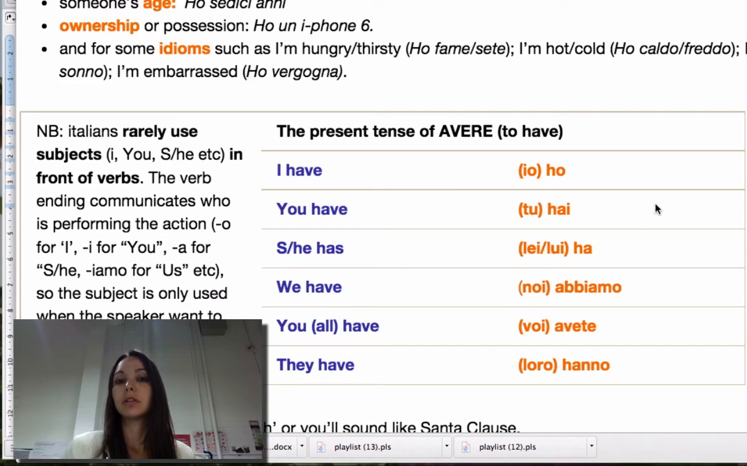So for example, you could practice with io ho and repeat it for memorization. Io ho, tu hai, lui lei ha, noi abbiamo, voi avete, loro hanno, and you continue like that until you've learned them all. Now, they all must be memorized every time we do a new verb, and you need to be able to conjugate, so to recall that verb on the spot. So if I say to you, can you please say they have? Immediately your brain should go hanno, etc. So make sure you practice those.